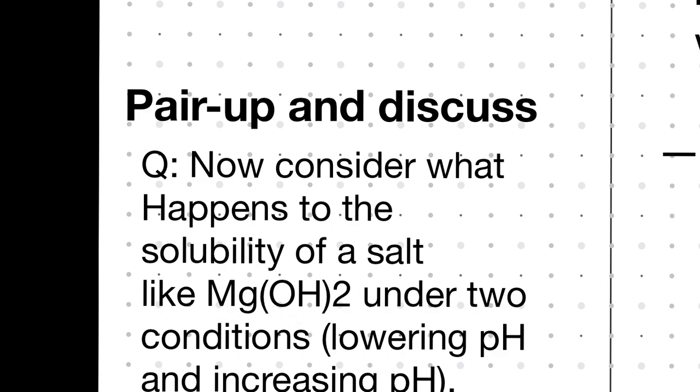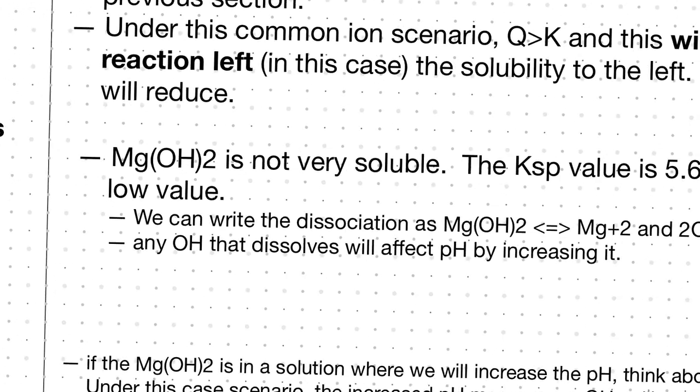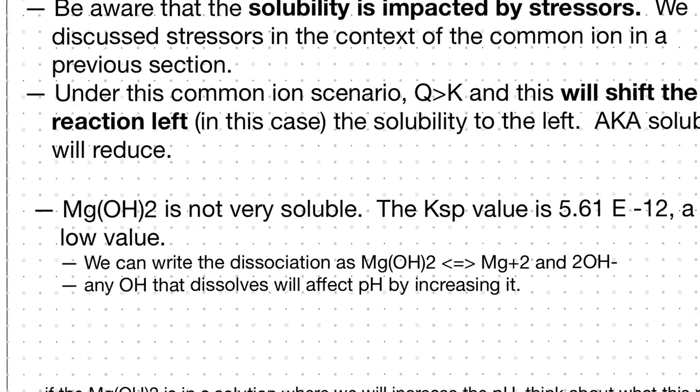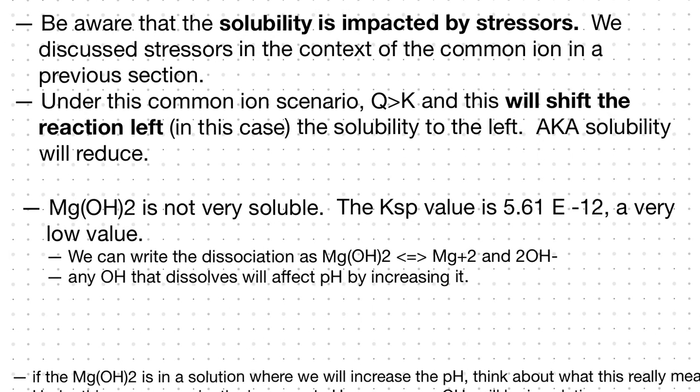What is the solubility of magnesium hydroxide? What's it going to look like? Well, if you're looking at the notes here, the simple answer is that magnesium hydroxide, if you go look up the K values for it, is not very soluble. In fact, the Ksp value, the solubility product value, is 5.61 to the negative 12.